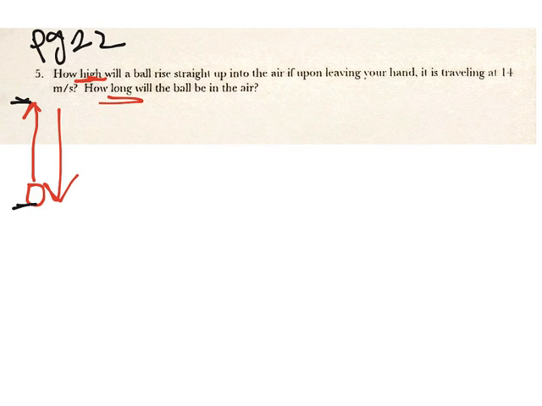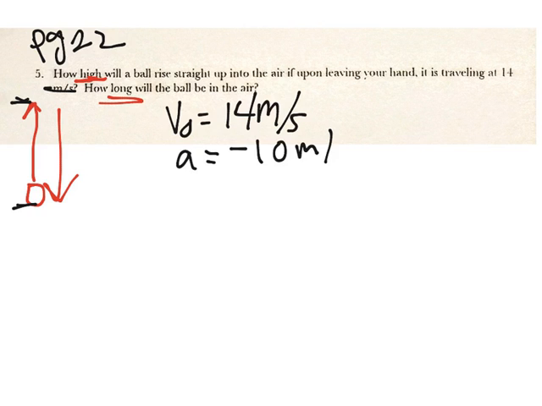Let's go with now the things we know. So it's initially traveling at 14 meters per second. How do I know that? One, it's in meters per second, which is a velocity. Also, it says it's traveling and you threw it. Alright, this is a free fall problem because nothing's touching it after we throw it. So we are going to work with the idea of acceleration due to gravity.